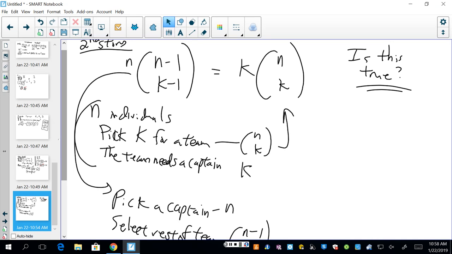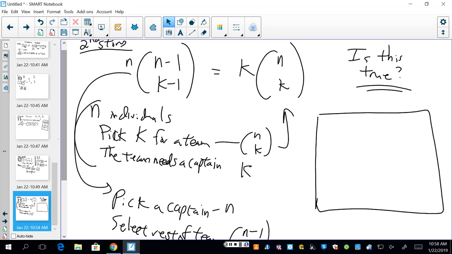Any questions? You could always check some of these things with a numerical example, just to get a sense of it. If n is 8 and k is 3, the left-hand side is 8 times 7 choose 2. 7 choose 2 is 7 times 6 over 2 times 1. So that's 21 times 8, which is 168. On the right-hand side, k, we're choosing 3 people.